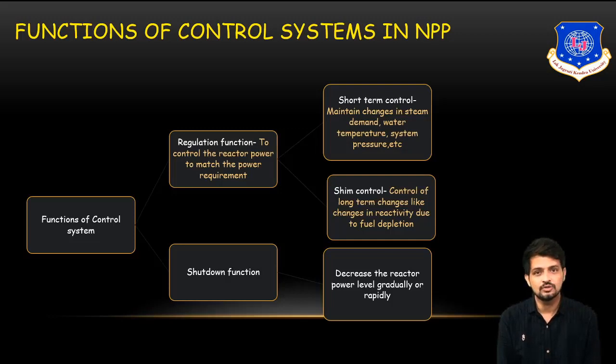And the shutdown function. Sometimes we have to shut down the power plant and we have to restart it again. So we have to increase or decrease the reactor power level gradually or rapidly. For that purpose also we require some functions. So these are the control functions that are done by the control systems.